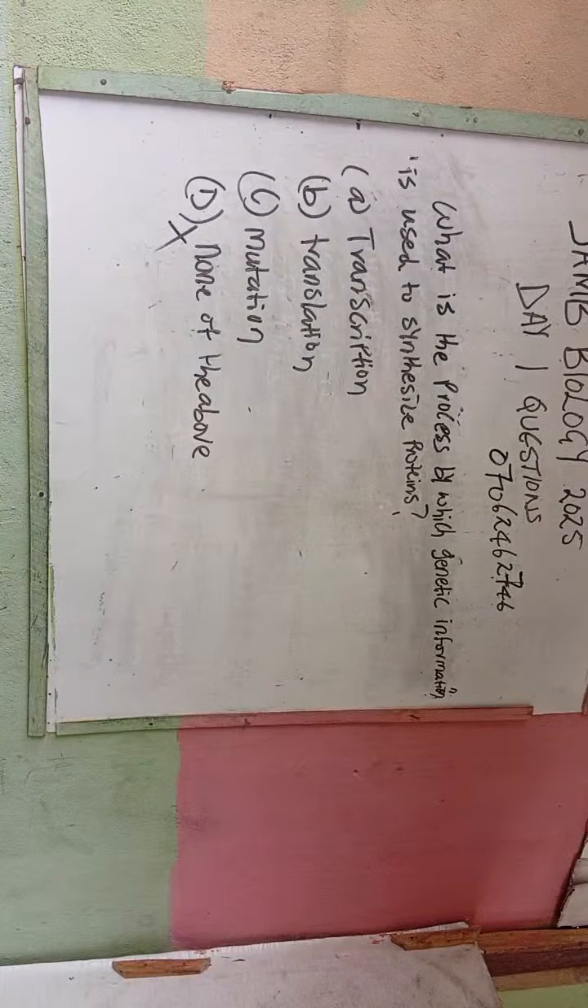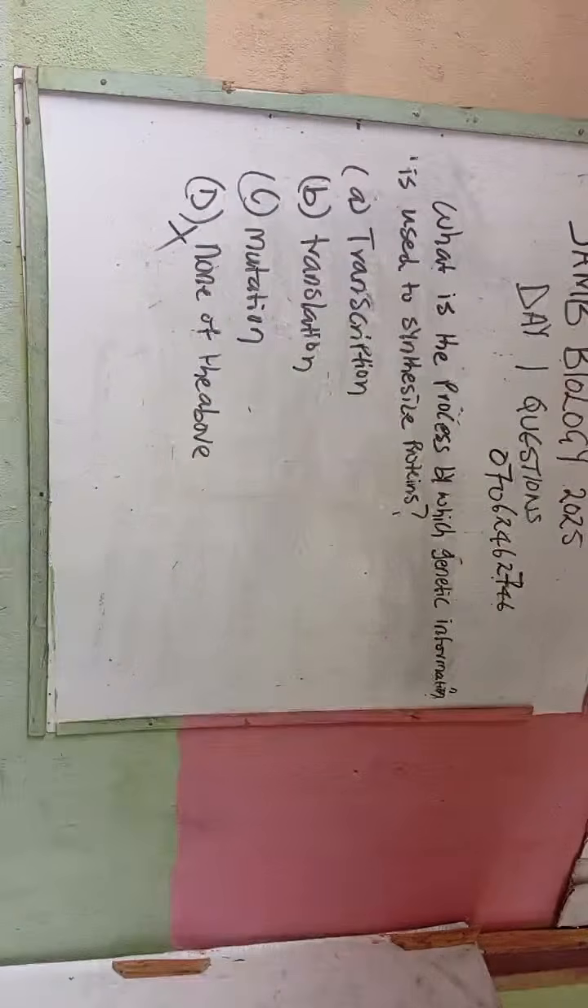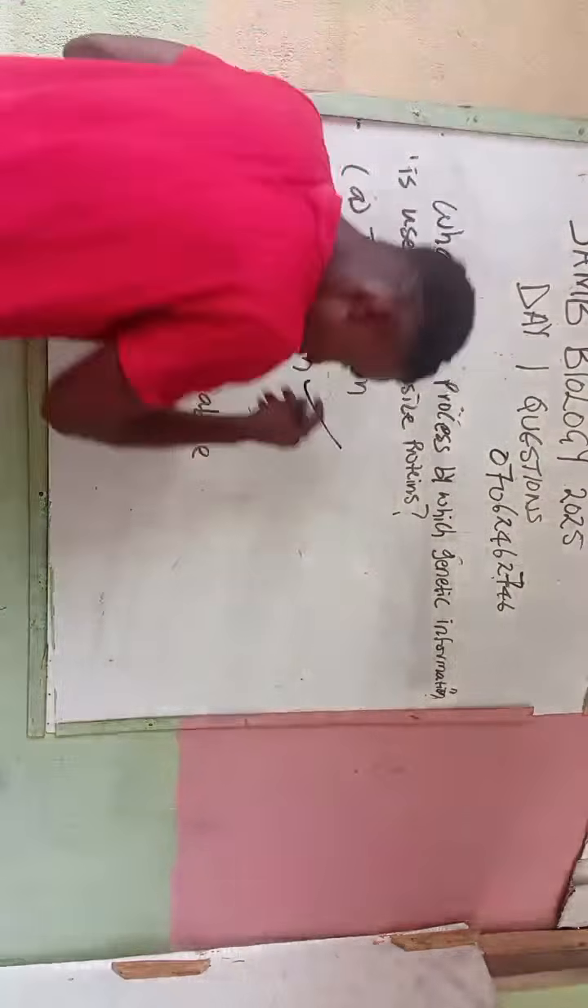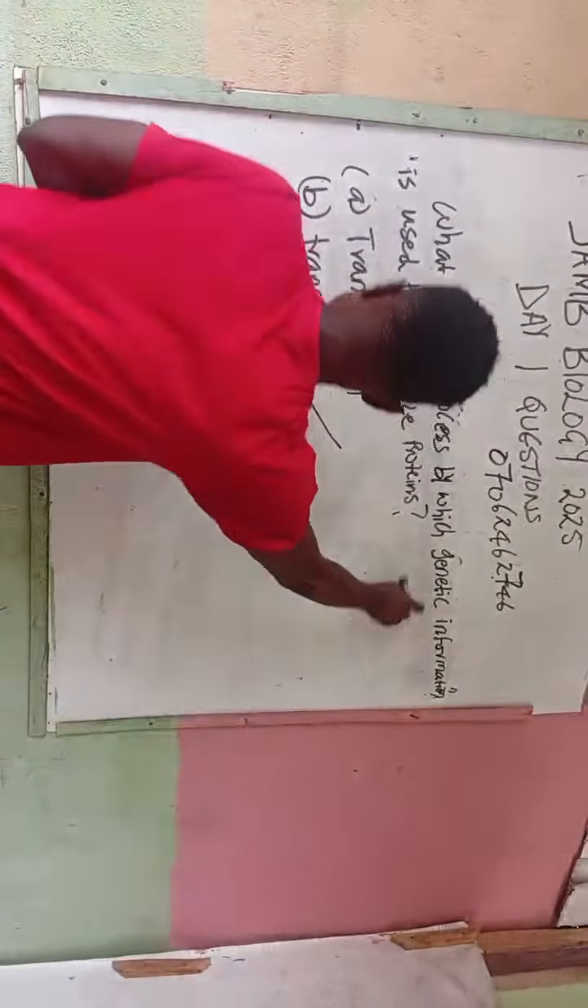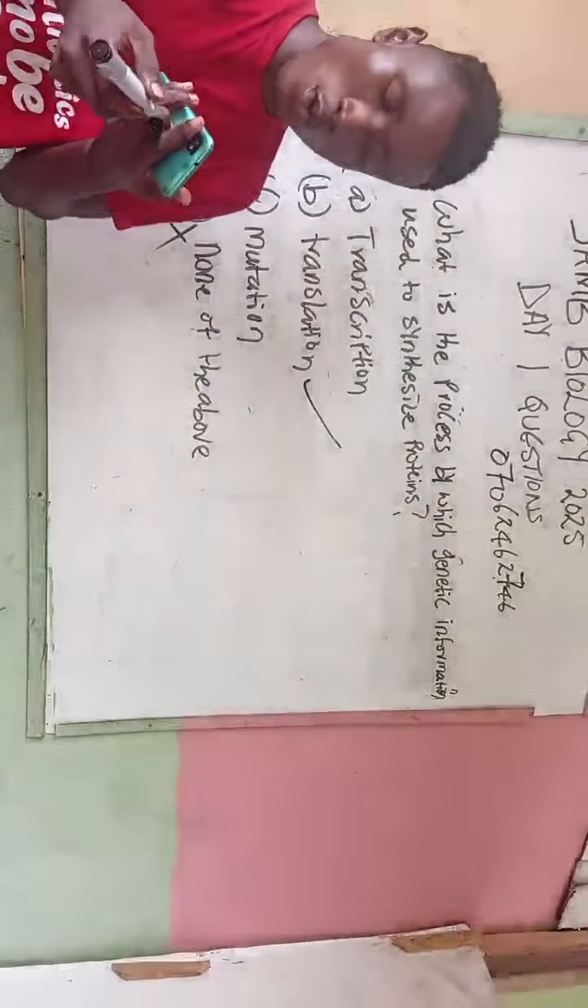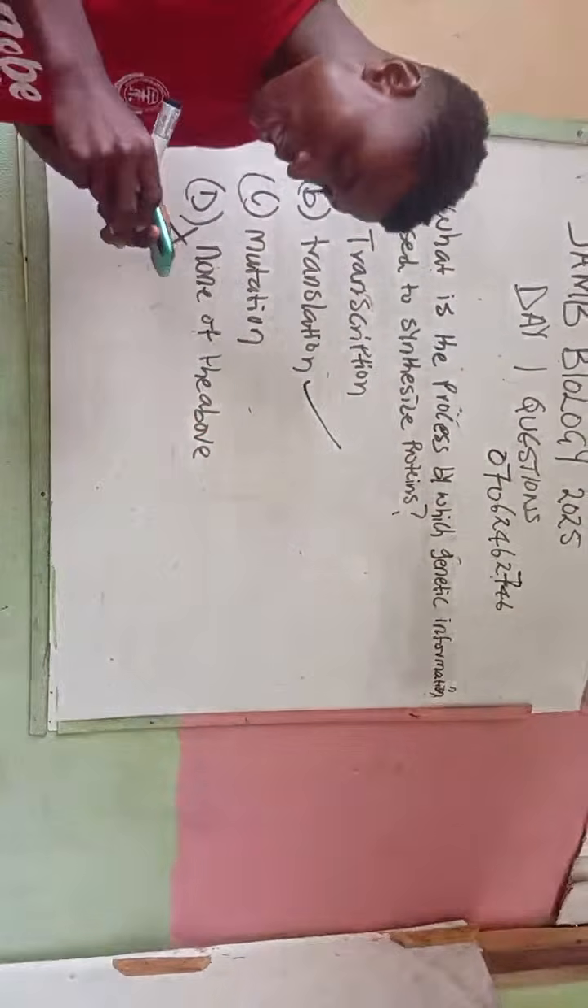Lillian, Chioma, A is not the correct answer. Miracle Promise, A is not the correct answer. The synthesis of proteins using genetic information is not none of the above. It's not mutation, and it is not transcription. So Chiagoze Andrew is correct. The answer is translation. Translation is the process by which genetic information is used to synthesize proteins. Let's move on to the next question.